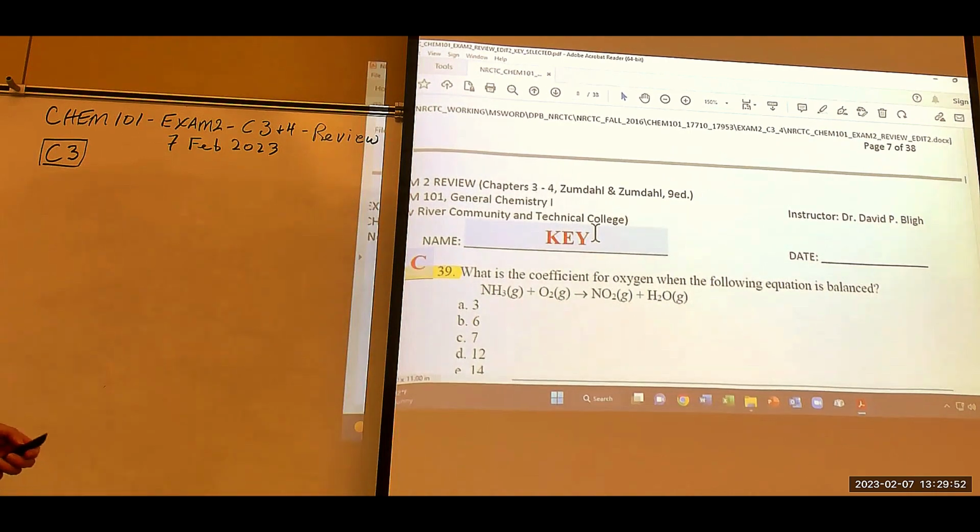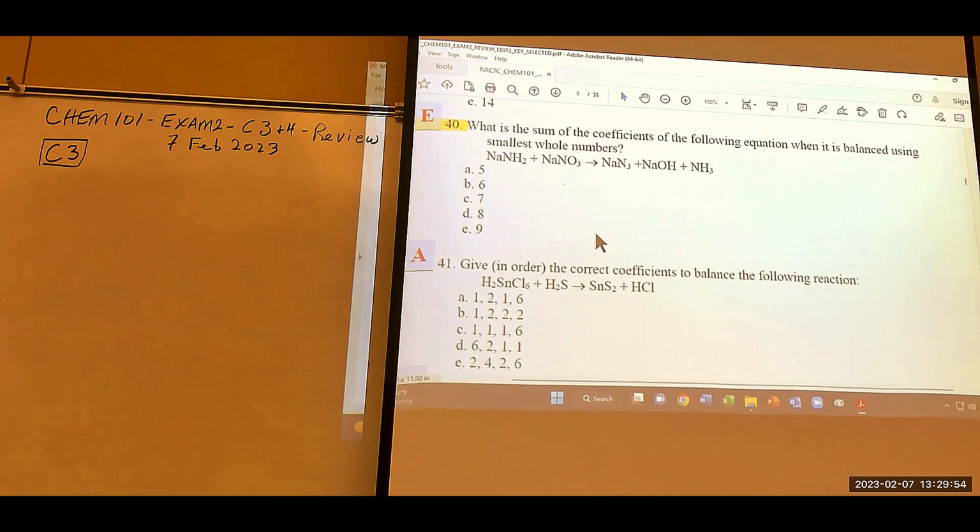All right, if we have any more balancing, we'll have to skip them. The moral of this story is, for 40 and for any others, if it asks you for the sum of the coefficients, don't forget the number 1. If you've got a compound in there, there's no explicit number in front of it, it's a 1. So be sure and add that 1 in.